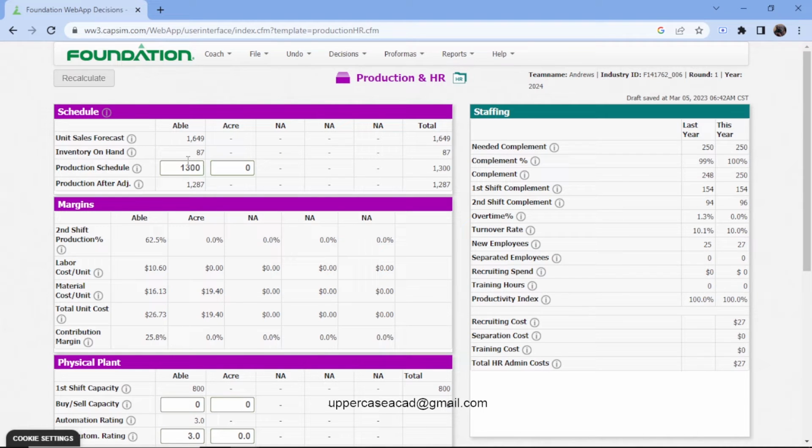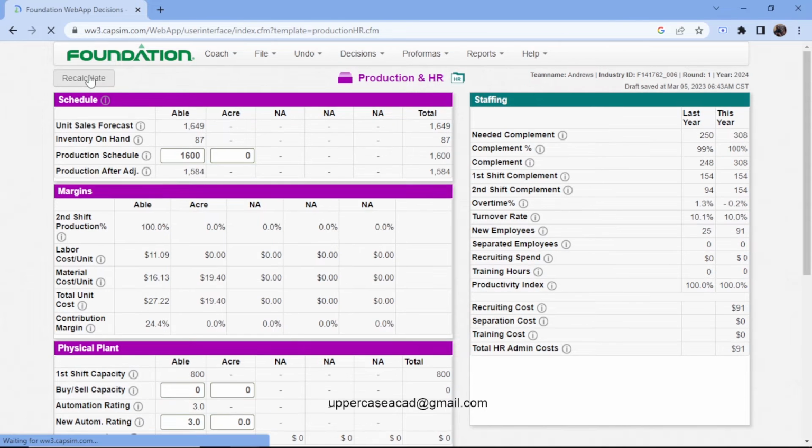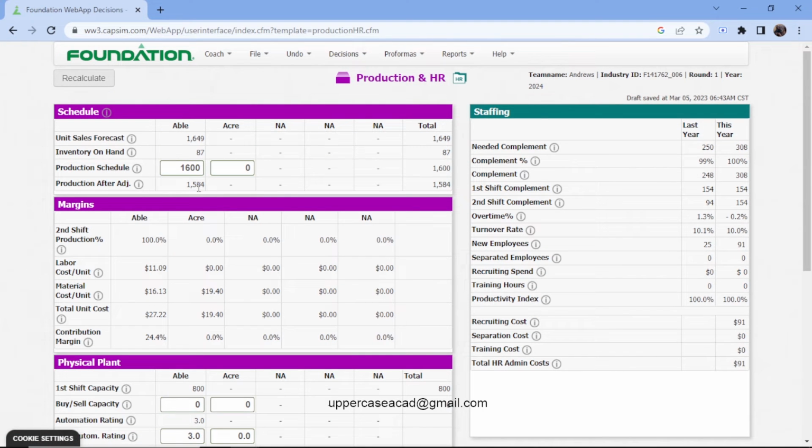Because I have forecasted to sell 1,649 units, and I have 87 units in terms of inventory, I'll say I want to produce 1,600 units. So I'll put 1,600 units, then I'll recalculate to see. So I'll produce 1,584 units.